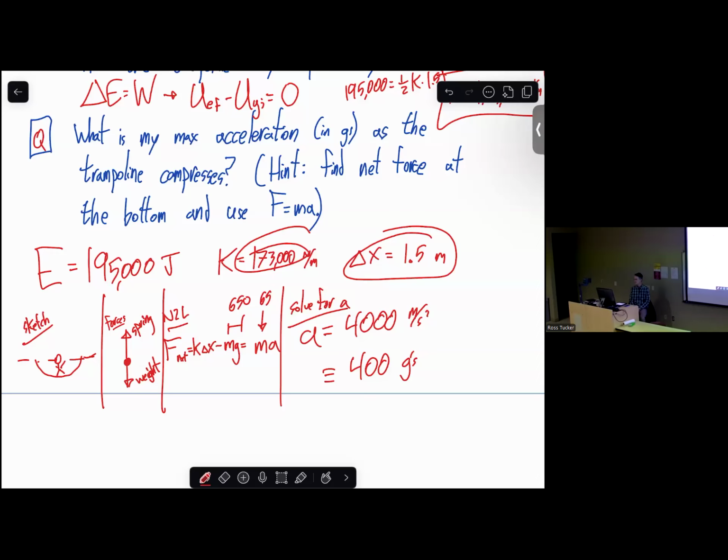G's. Multiples of gravitational field. I mean, it's not actually 4,000 either, like 3920 or something. Ultimately, what does it feel like? It feels like you're standing on a planet with 400 times the gravity. That's the meaning of G's.